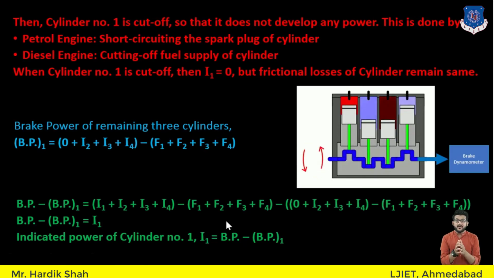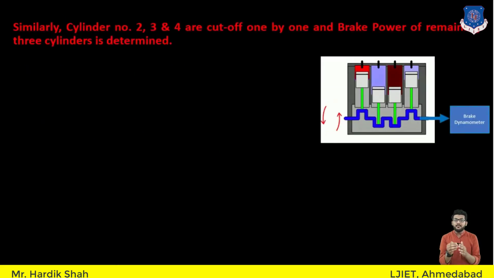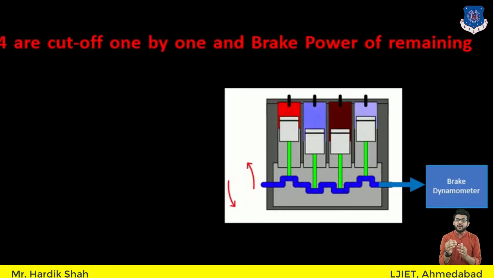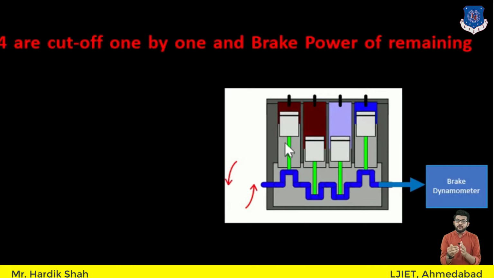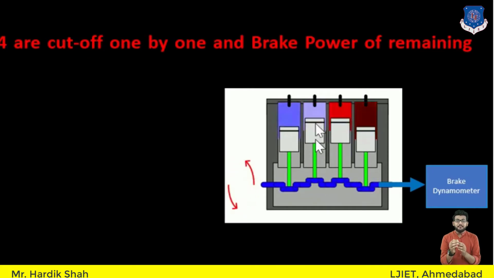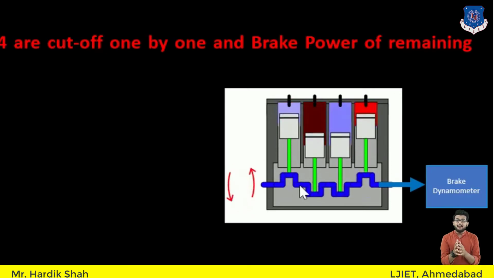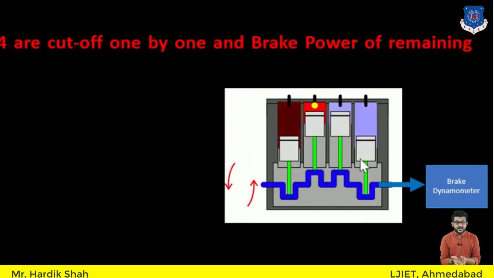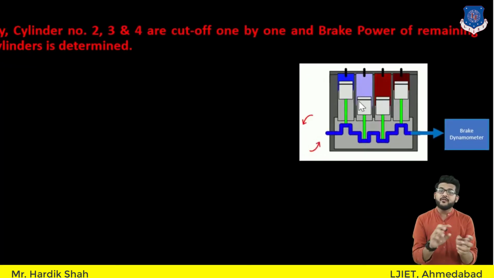Now because we will find the indicated power of the other cylinders also by using the same method, we will be doing cutoff of cylinders 2, 3, 4, one by one. Okay, so we will find the brake power of the remaining 3 cylinders. We can do it in this way. We can cut off, for example, cylinder number 2, then we can find the brake power of the remaining 3 cylinders. Then we will cut off cylinder number 3, and find the brake power of the remaining 3 cylinders. Then we will cut off cylinder number 4 and find the brake power of the remaining 3 cylinders.